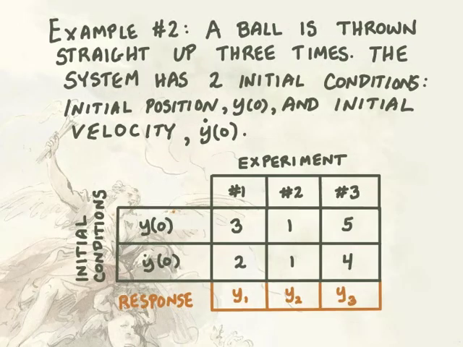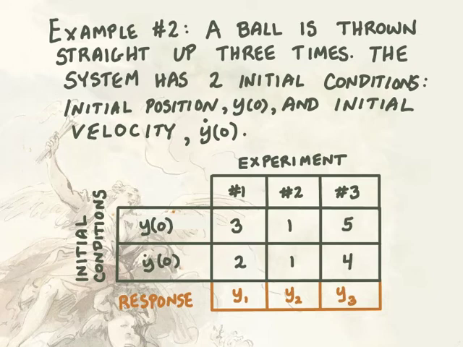Let's now look at a bit more complex example. A ball is thrown straight up 3 times. This system has two initial conditions: initial position, y at time 0, and initial velocity, y dot at time 0. These are all the initial conditions you need to define the ball's motion. This is because the ball's motion is described by a second-order differential equation, and therefore we need two initial conditions.